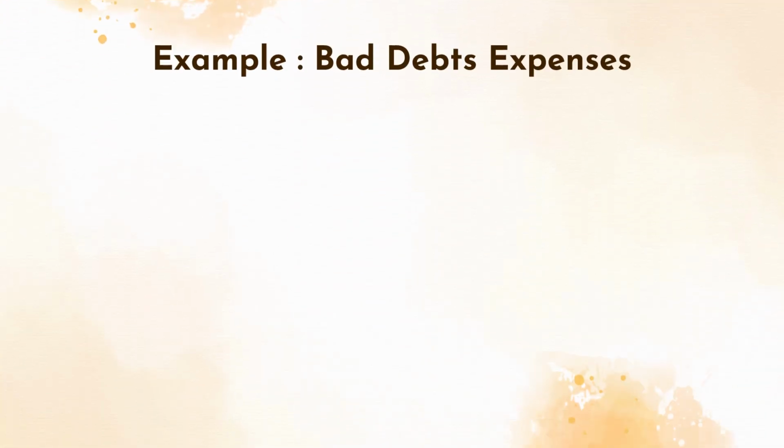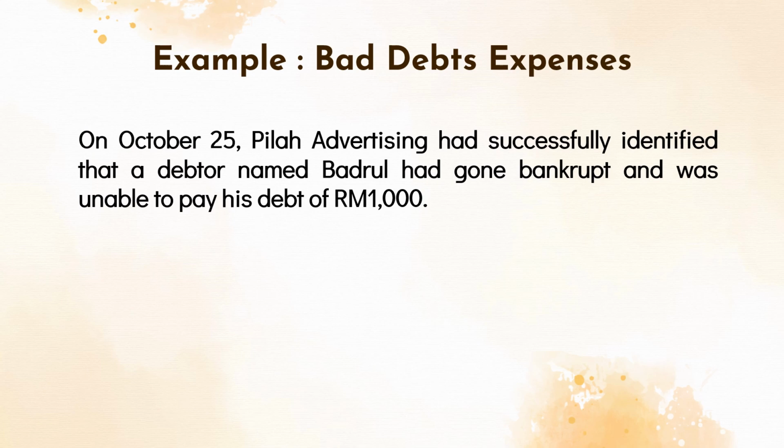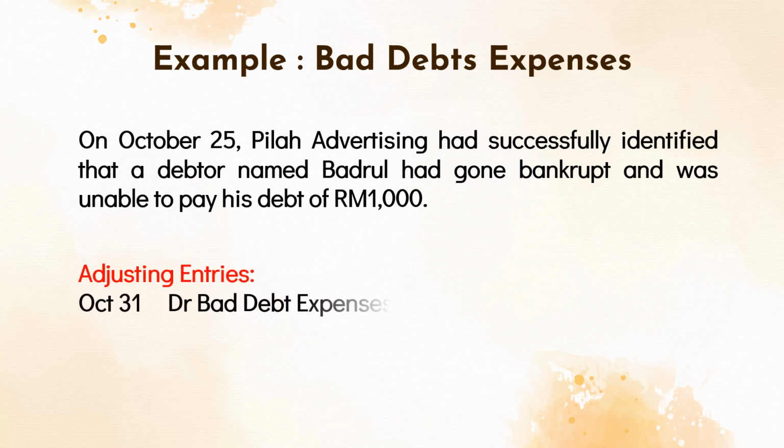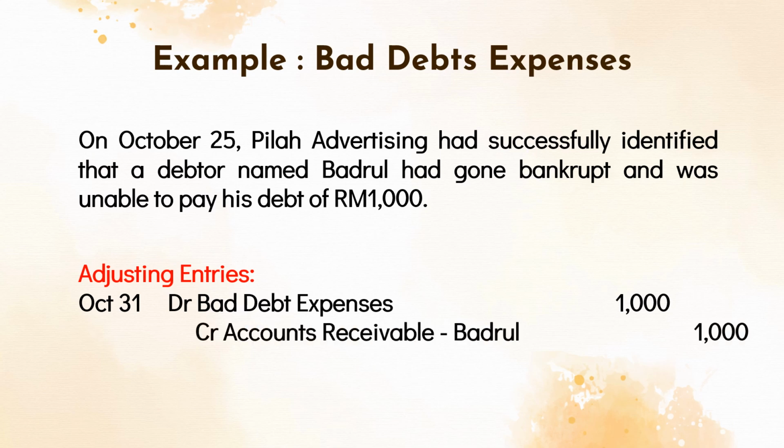Example of bad debt expenses. On October 25th, Pillar Advertising has successfully identified that a debtor named Badrul has gone bankrupt and was unable to pay his debt of RM 1,000. So, the adjusting entries: October 31st, debit bad debt expenses 1,000, credit accounts receivable Badrul 1,000.